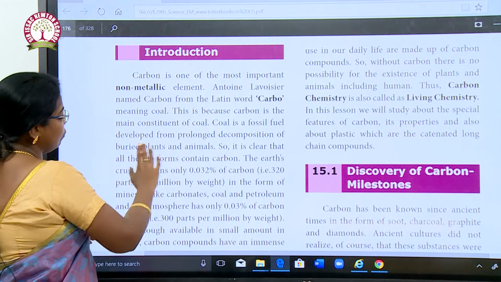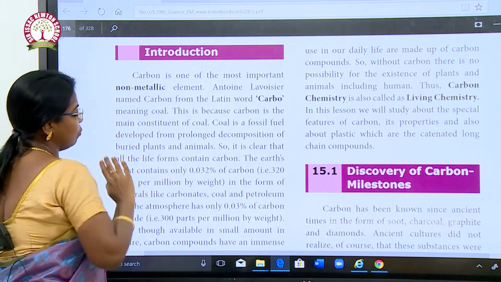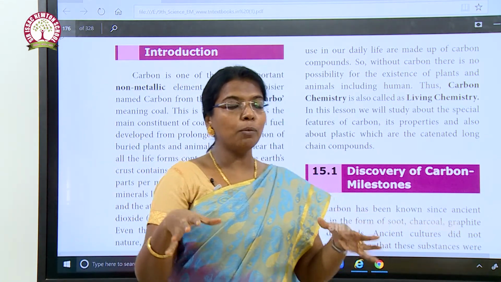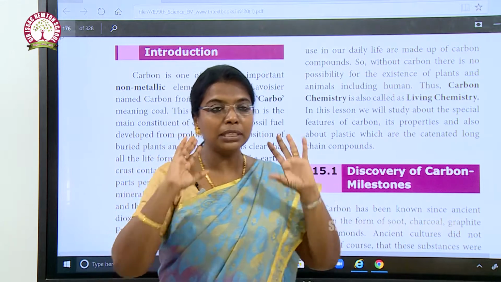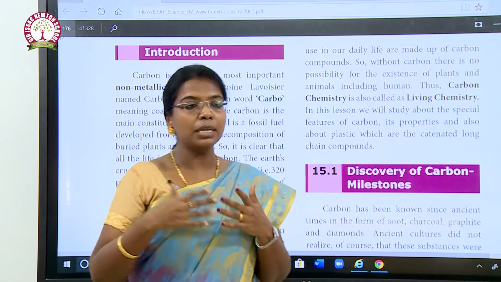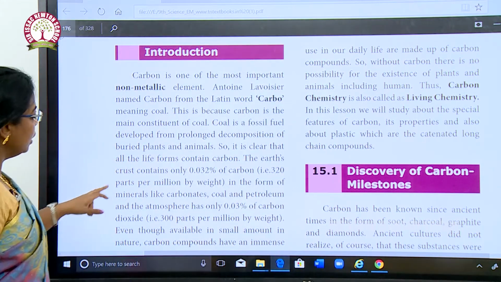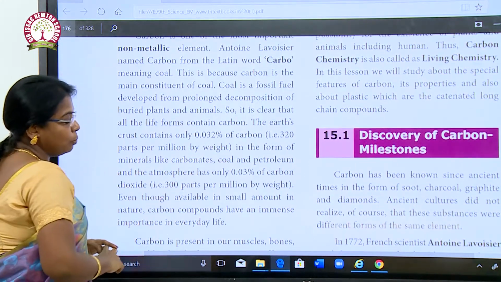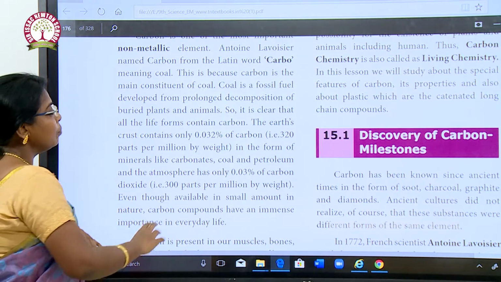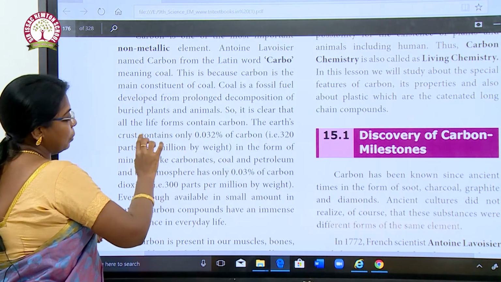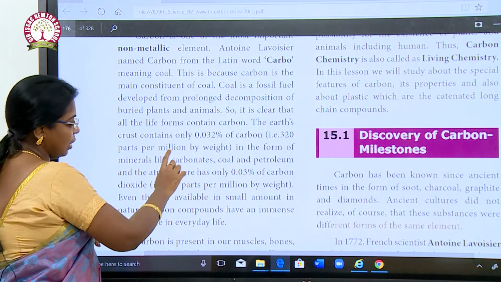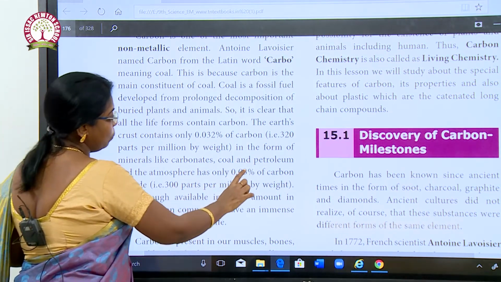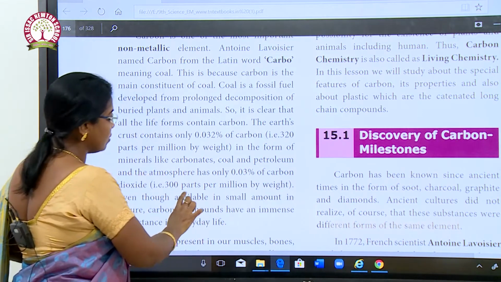Coal is a fossil fuel developed from prolonged decomposition of buried plants and animals. What is coal? The prolonged decomposed bodies of plants and animals. After some millions of years it becomes carbon. The earth's crust contains only 0.03 percent of carbon, that is 320 parts per million by weight, in the form of minerals like carbonates, coal, petroleum, and the atmosphere has only 0.03 percent of carbon dioxide.